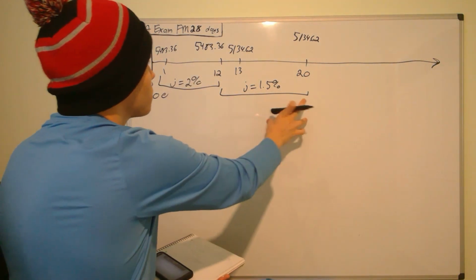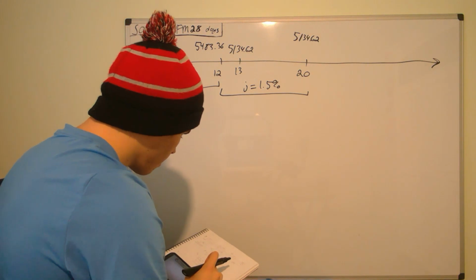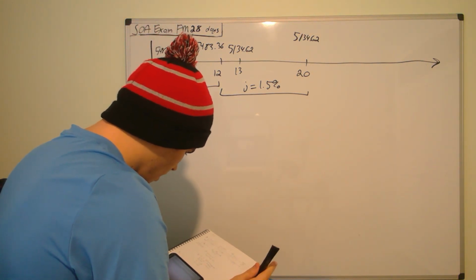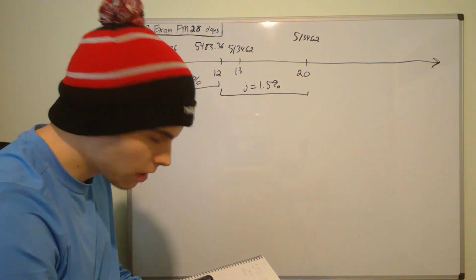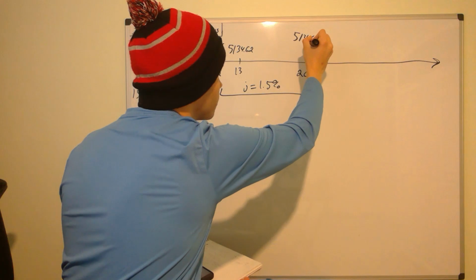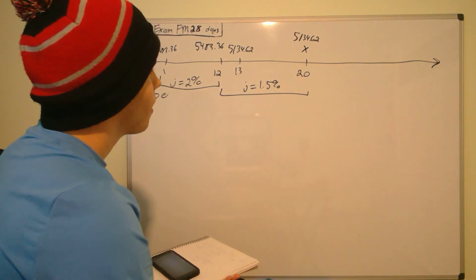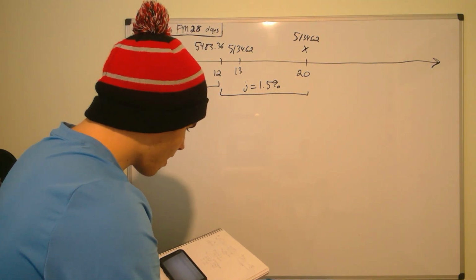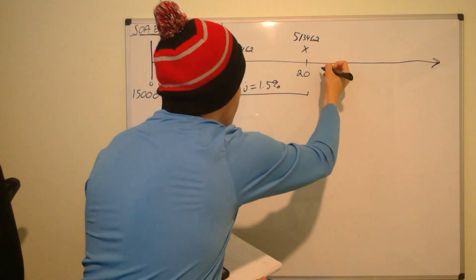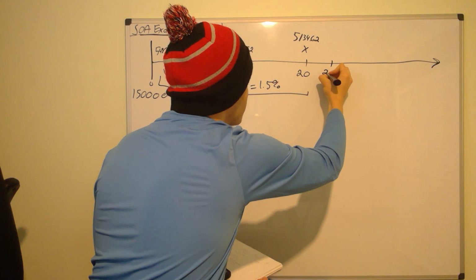Payment to 12, payment to 20, and then it says the investor decided to make an additional payment of X at time 20. So I'll write this right here as well. That's interesting. Okay. Now, from times 21 to 40.